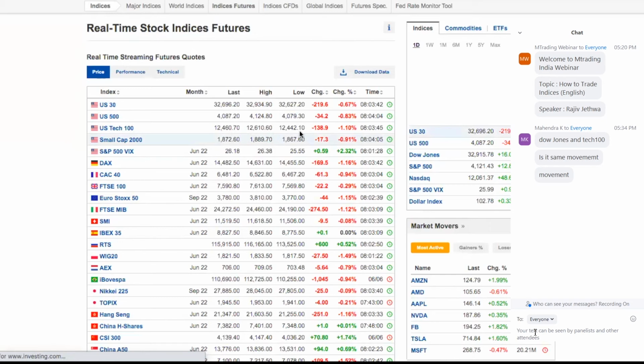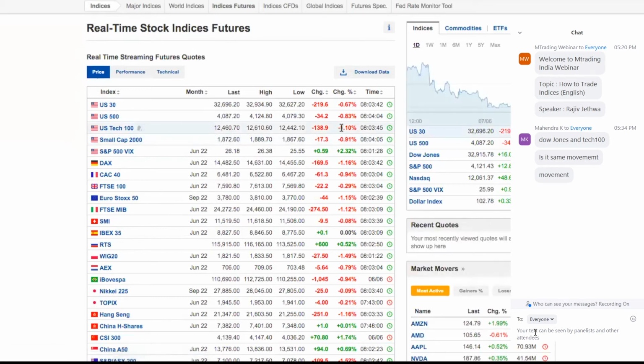Here we can see the percentage change for this Tech 100 is 1.10. If you check the high level and low level, it gives you a movement of roughly 150 or 160 points only, but the percentage change is very high. Now here, if you see, the percentage change is like 0.67, and the highest level is 32,934 and the lowest level is 32,627. So it gives you more than 300 points. So this is the difference.